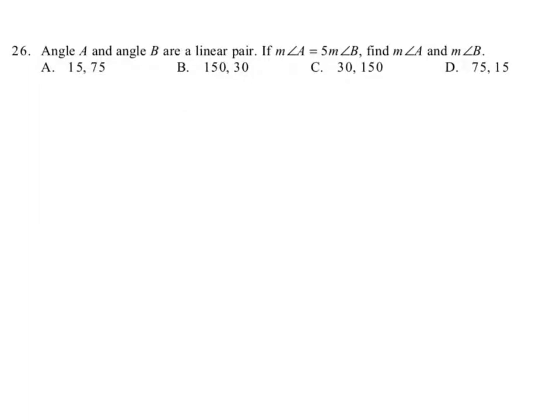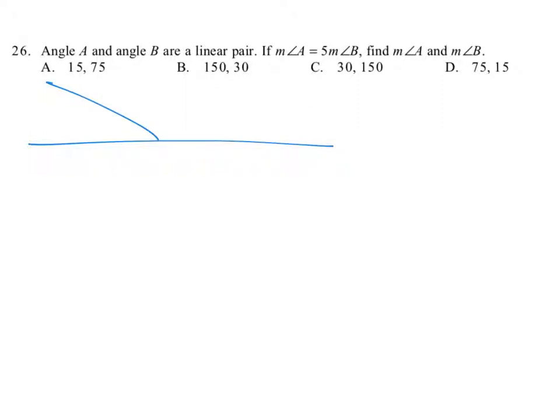Okay, angle A and angle B are a linear pair. I'm going to make a sketch. We can do this without a sketch, but let's do it. Let's say that this is angle A and this is angle B.